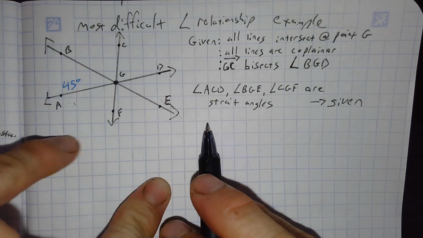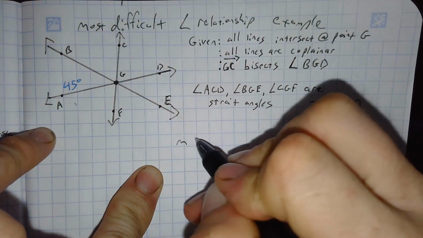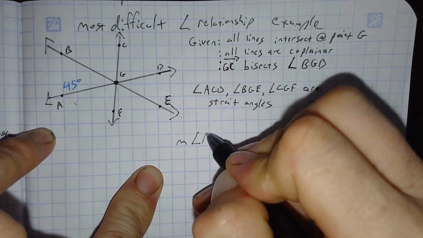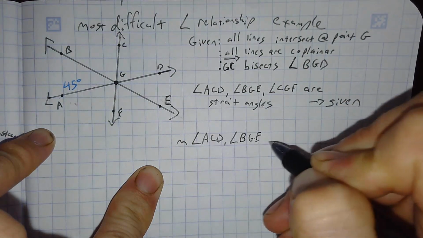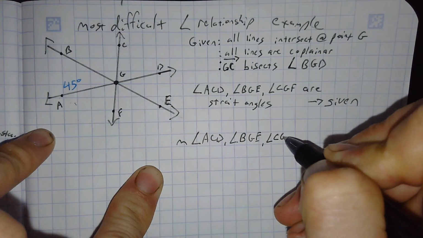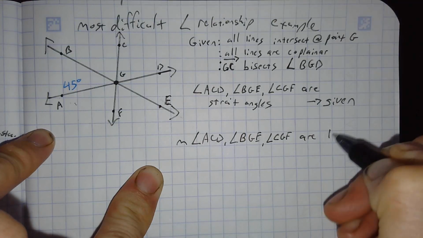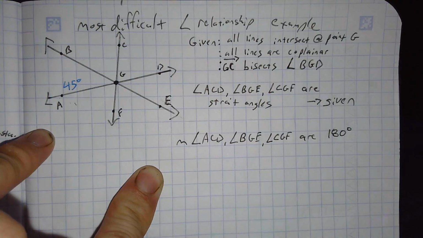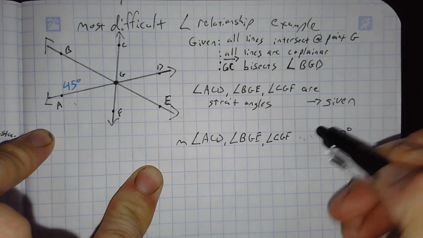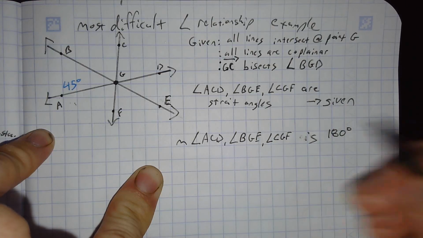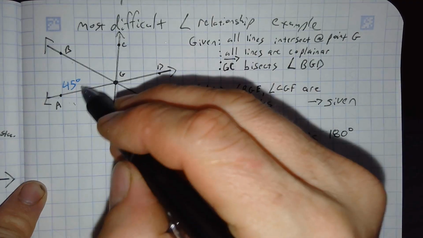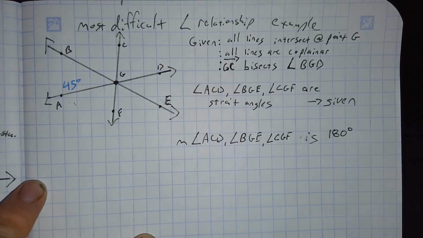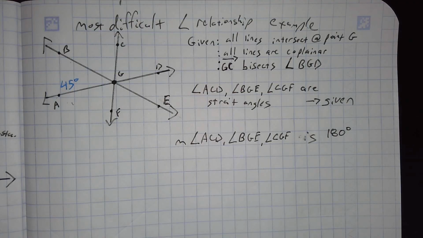Now I'm going to say that the measure of angles AGD, BGE, and CGF are 180 degrees, or is, I guess, because all those are the same angle, is 180 degrees. So that's 180 degrees, that's 180 degrees, and that's 180 degrees. From here to here, from here to here, and from here to here. That's some pretty important foundational stuff to lay down first.